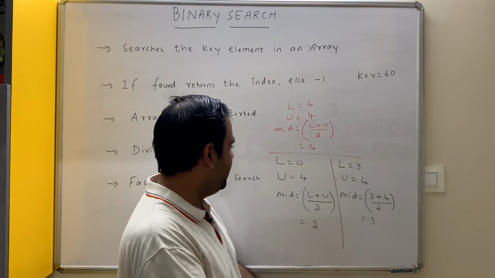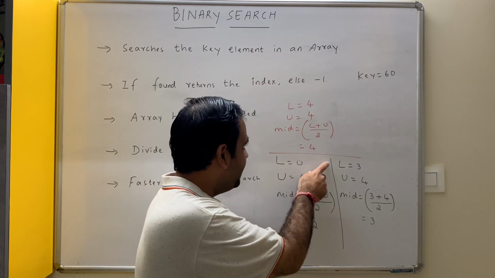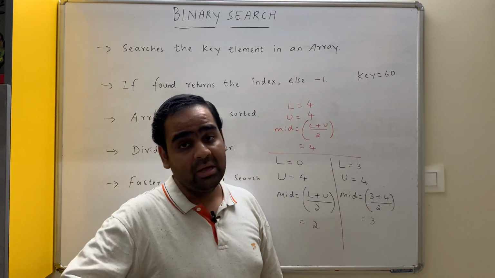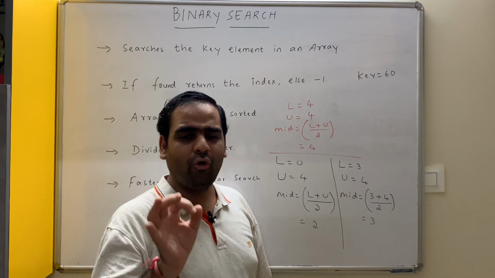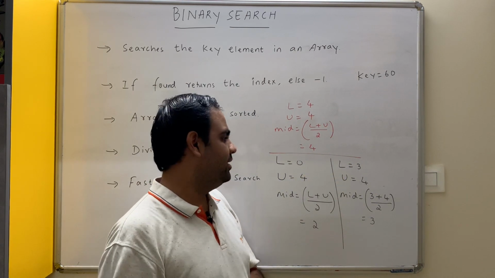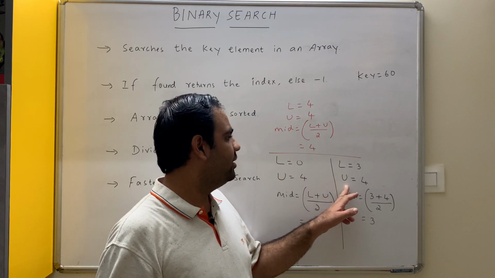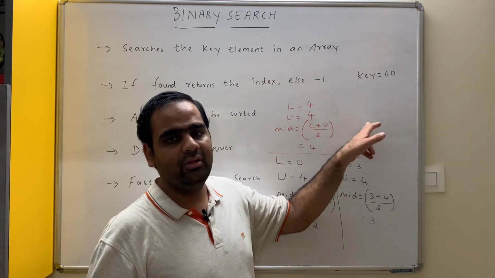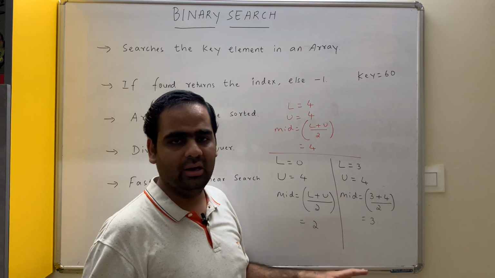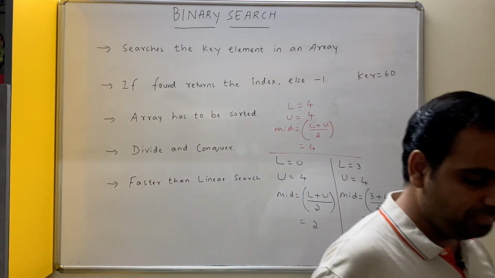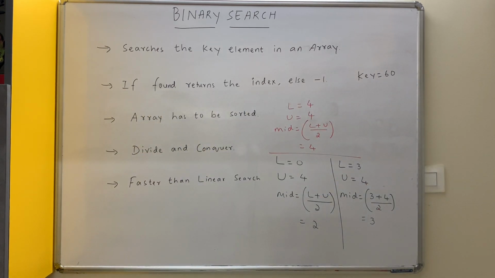Now you can see over here the values of lower limit and upper limit are changing based on the value of key. I want you to think how do you change the value of lower limit and upper limit based on whether the key is equal to mid, greater than mid or less than mid. Please pause the video here, make the appropriate notes and think how do we change the value of lower limit and the upper limit. Now I am going to explain that as well.